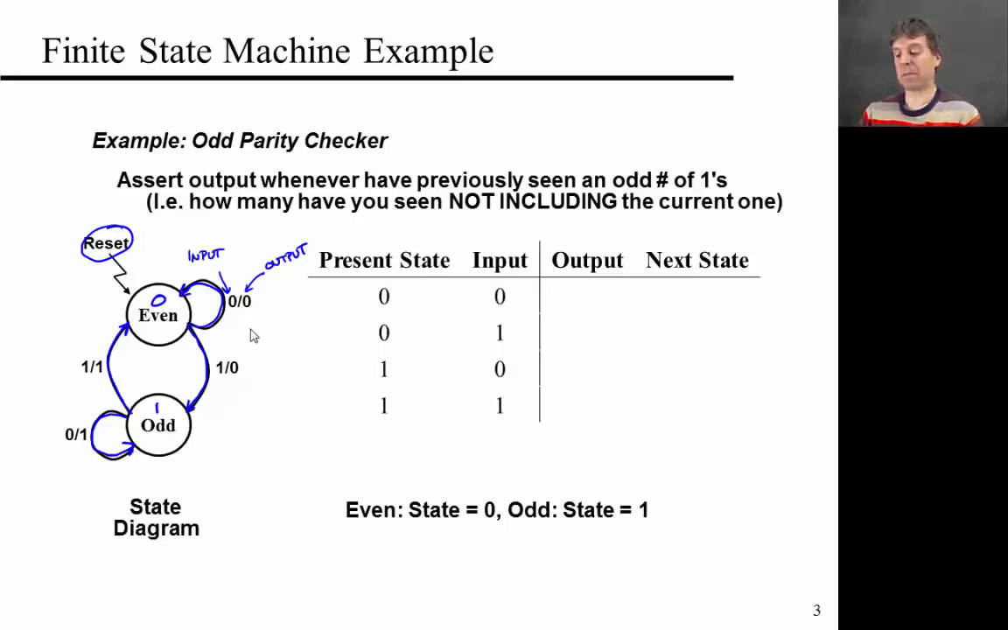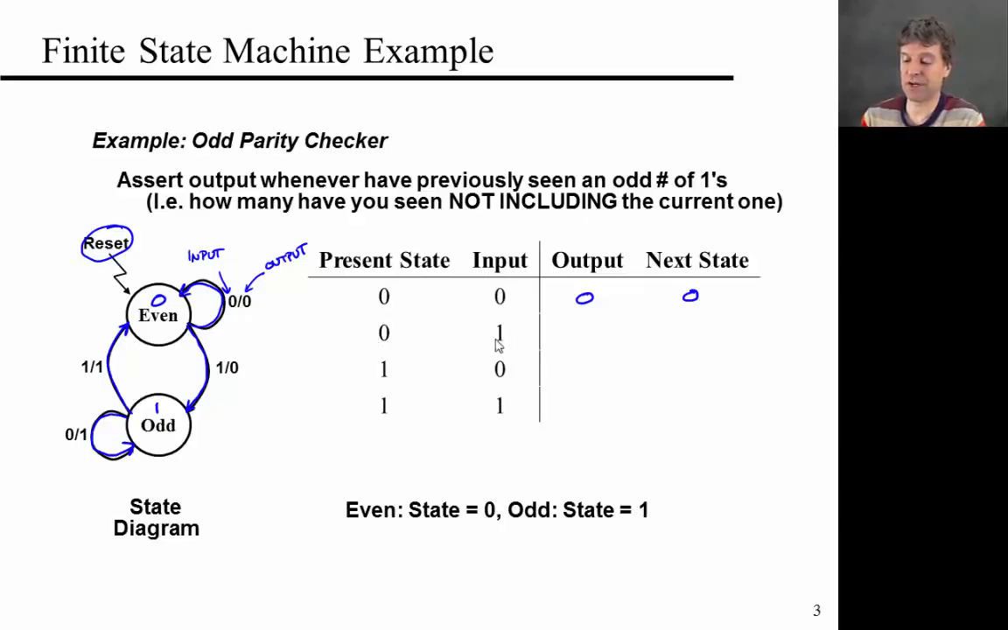Now, from this state diagram, it's possible to write down a state table, and I've actually walked you through this state table just now. What the state table says essentially is, on the left-hand side, it's very similar to a truth table. On the left-hand side, you have the present state, which in this case can be 0 or 1, and the input. And on the right-hand side, you basically just write down what happens in each of these cases. So again, if the present state is 0, even, and the input is 0, so that was this arrow, then your output is 0, and your next state is even or 0.